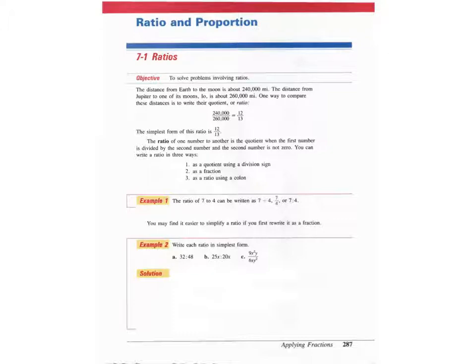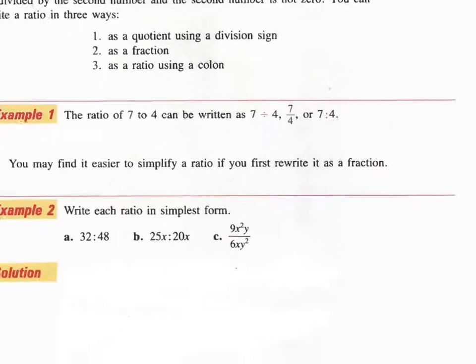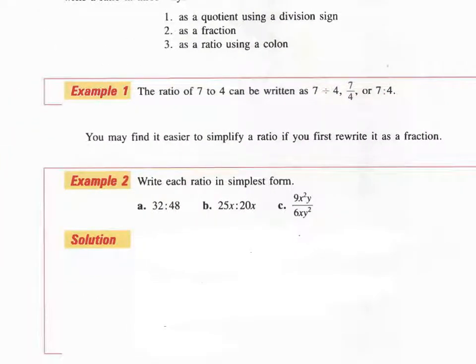Keep in mind that there are 3 ways to write a ratio, and that's what's listed here in example 1. Remember, you can write it with the word TO. You can write it as a division problem. Actually, they're showing 4 ways. You can write it as a fraction, and then you can also write it with a colon. So these are the 4 ways that you can represent a ratio. Generally, it's going to be easier if you rewrite it as a fraction. And that's what you're probably going to be working with most of the time.